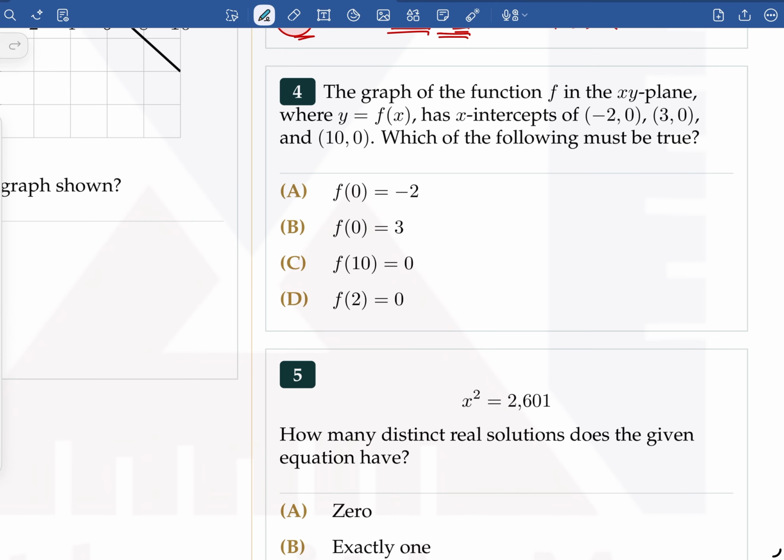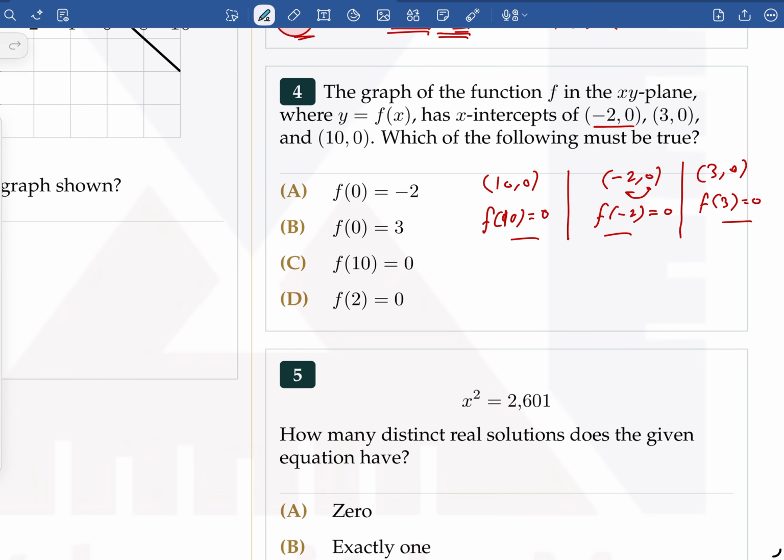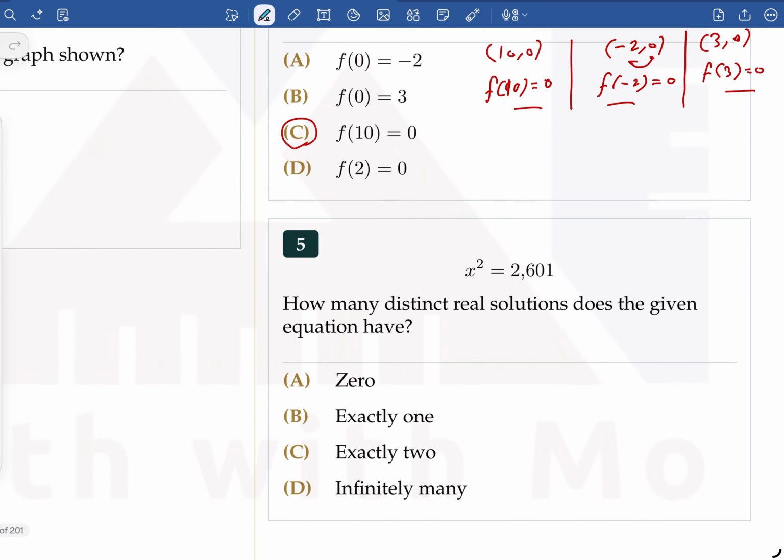Here, if we have a point like -2 and 0, this means that 0 is the image of -2, which means f of -2 is equal to 0. And for the second point, we have 3 and 0. This means f of 3 is equal to 0. And the third point is 10 and 0, which means f of 10 is equal to 0. Which one of these three statements is written in the options? Letter C. Yes, f of 10 is equal to 0.